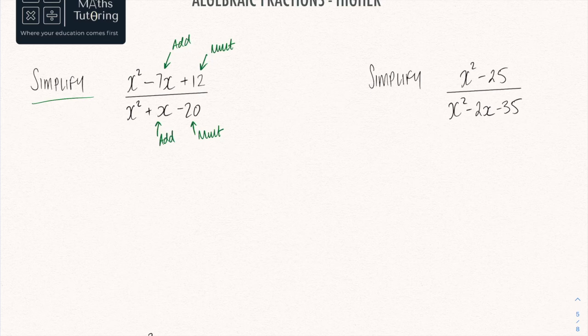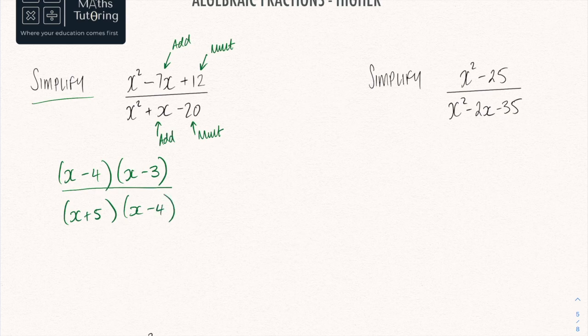So if we factorise the top, two numbers that add to -7 but multiply to +12, that becomes x minus 4 and x minus 3. So those two add to give me -7, but then when I multiply them I end up getting +12. And at the bottom we're looking at two numbers that add to give me 1 but multiply to give me -20. So that's going to be x plus 5 and x minus 4. So that's your first thing to do, is to factorise it.